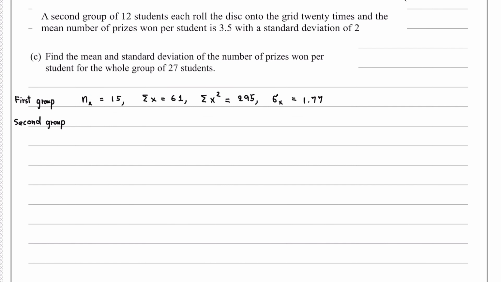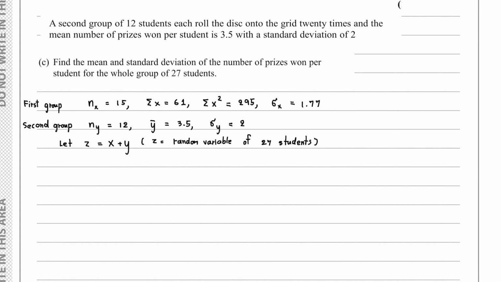And now we have the second group, so we are going to label it as Y. For Y, we've got 12, and the mean Y bar is 3.5. The standard deviation of Y is 2. We have to find the mean and the standard deviation of the number of prizes for all of them. So I'm going to let Z equal X plus Y. That means Z is the random variable that represents the total of 27 students.